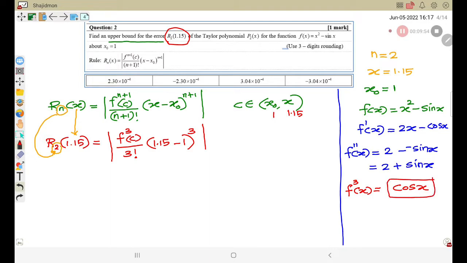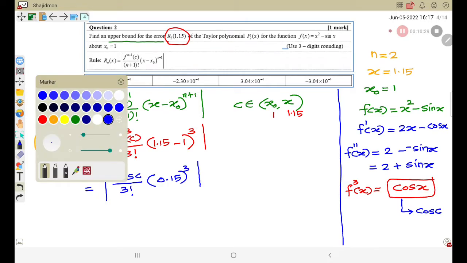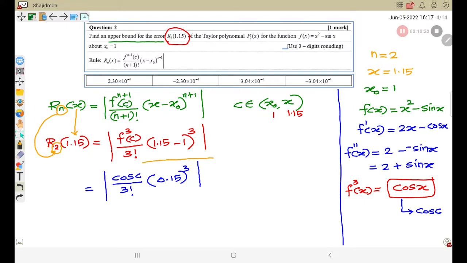Now in the third derivative, instead of x just substitute c. So we write cosine of c, because for the third derivative at c, instead of x we write c. So applying here, it equals the absolute value of cosine of c divided by 3 factorial, multiplied by 1.15 minus 1, which is 0.15, to the power 3, correct? Now enter this in your calculator, as I told you before: cosine c divided by 3 factorial, times 0.15 to the power 3.